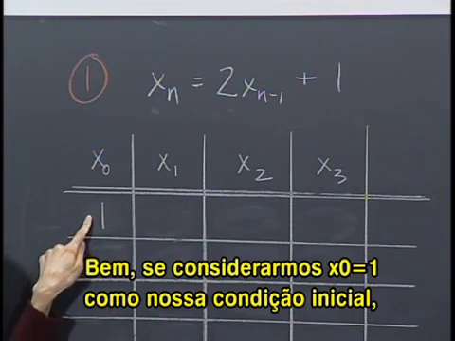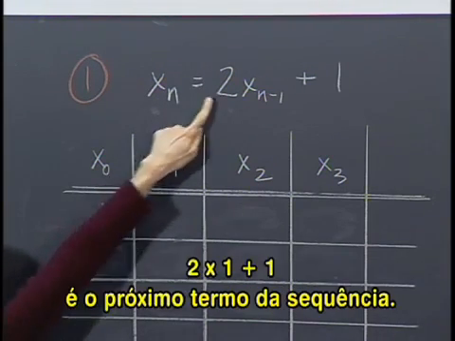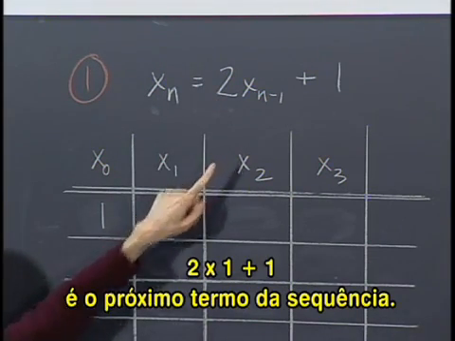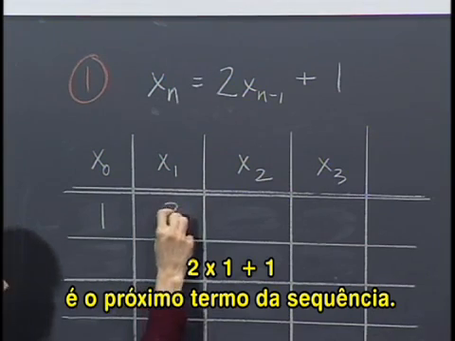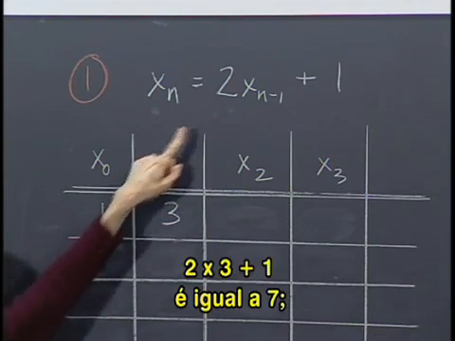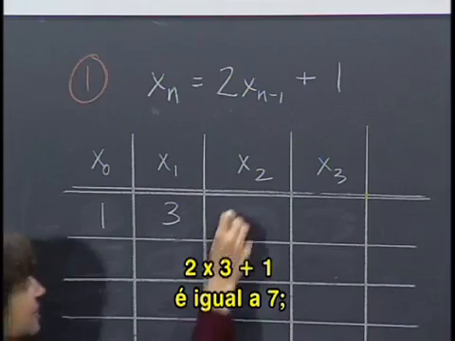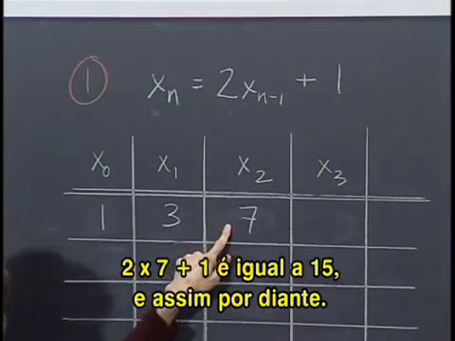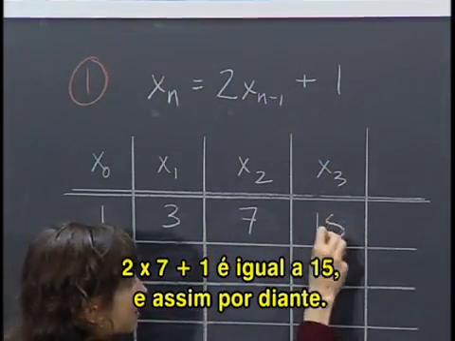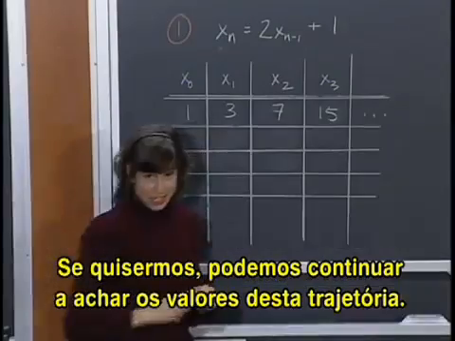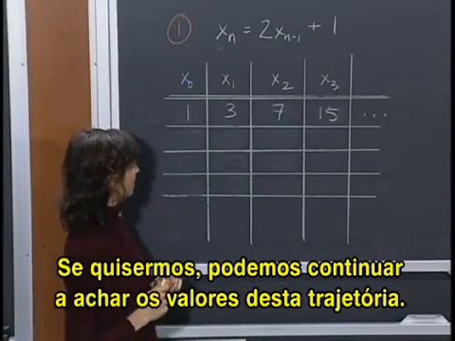Well, if we use x0 equals 1 as our initial condition, 2 times 1 plus 1 gives us the next term in the sequence, which will be 3. 2 times 3 plus 1 gives us 7. 2 times 7 plus 1 gives us 15, and so on. And we could keep computing terms in this trajectory if we'd like.